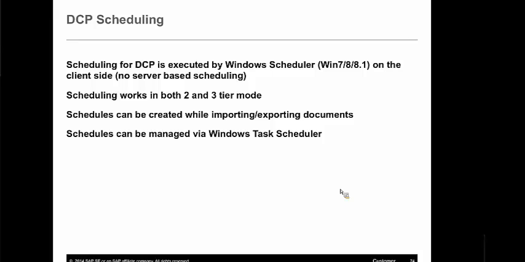So how does scheduling work out for DCP? Scheduling is executed by Windows Scheduler, and Windows Scheduler 2.0 is supported by Windows 7, Windows 8 and Windows 8.1 on the client side.